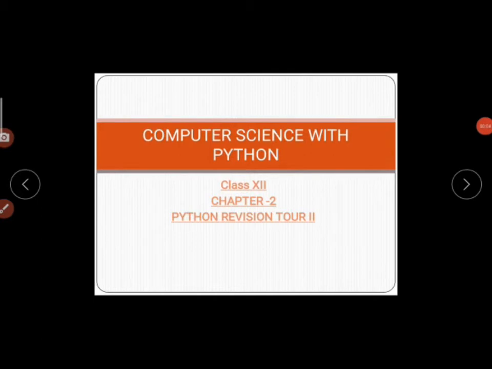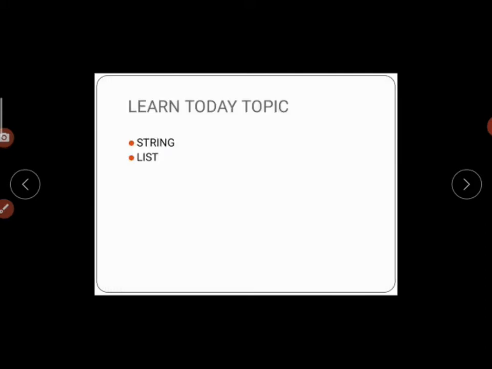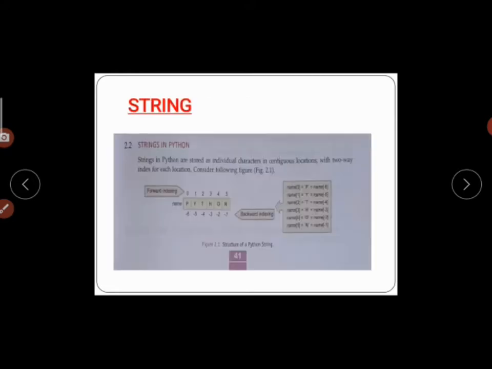Today I am going to teach you Chapter 2, Python Revision Tour. Let's start our topic. The topics studied today: first of all is string, and another is list. So let's start with string. A string is a collection of characters.